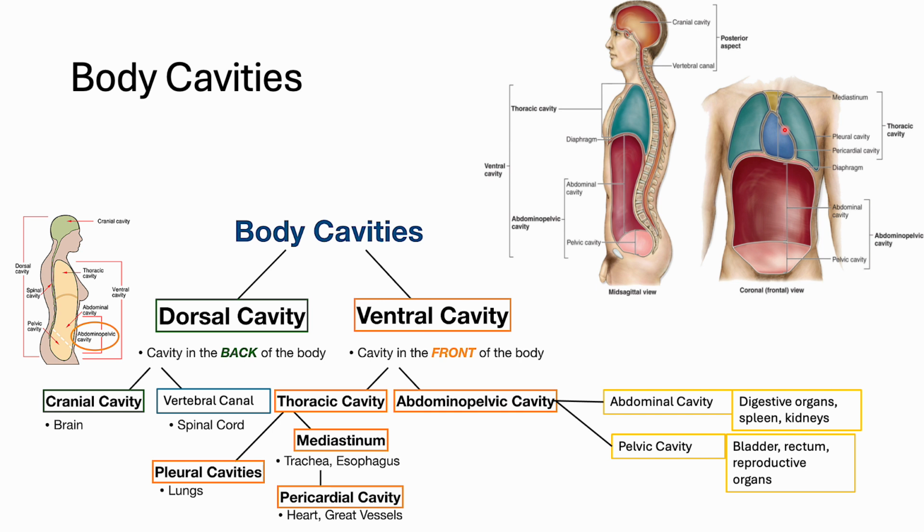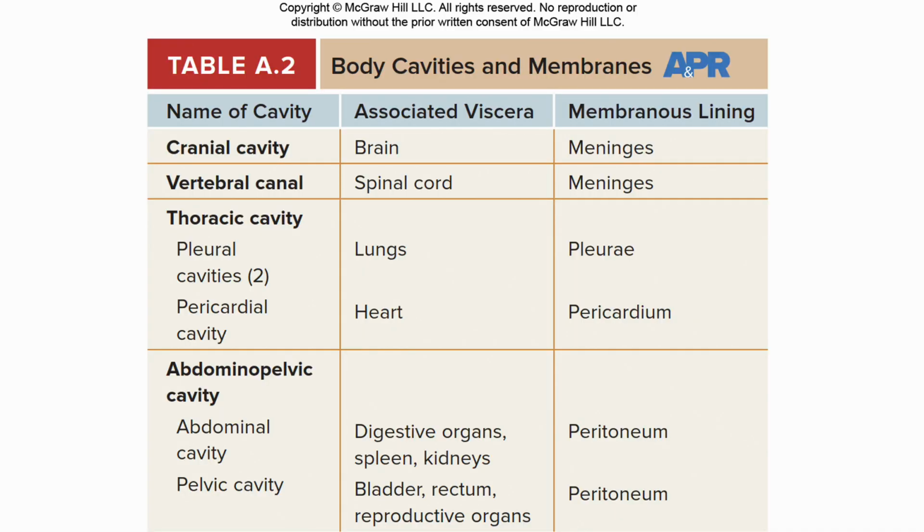So, our body cavities are dorsal, or posterior, and ventral. Dorsal is the cranial cavity and the vertebral canal. Ventral is the thoracic cavity and abdominopelvic cavity and its other components. Yes, we will be familiar with our body cavities. And then, what do we find in those cavities?